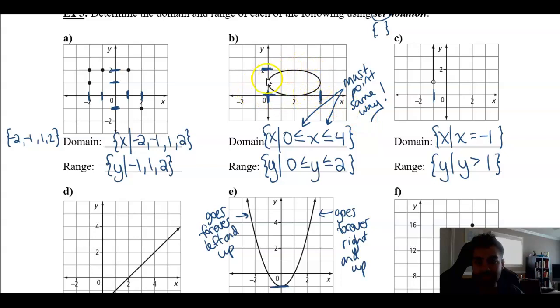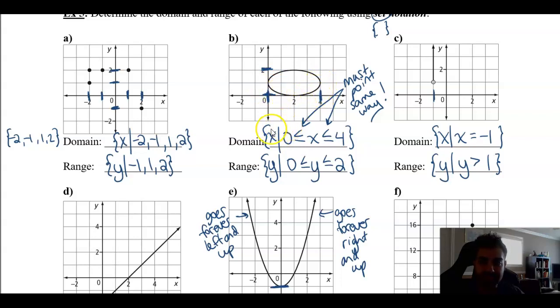Okay. So you do the same thing here, but now they're not discrete points. You can see that it's a continuous graph here, this oval, an ellipse. And what you're going to do here, again, x. So what are the x values? Again, we're asking what the domain is. How far to the left does it go, and how far to the right does it go? So the x value goes to 0 and touches 0. So we include it, and then all the way to the right, it goes all the way to 4, and it includes a 4.